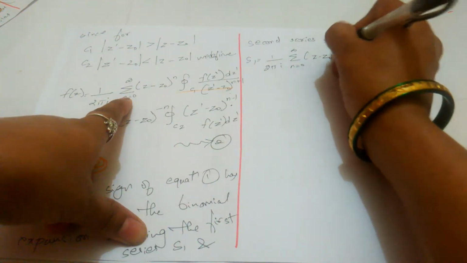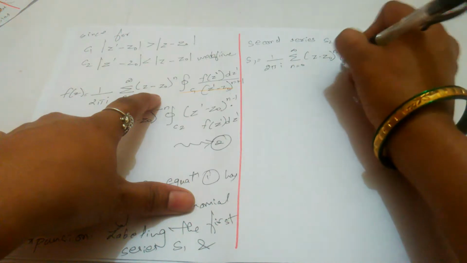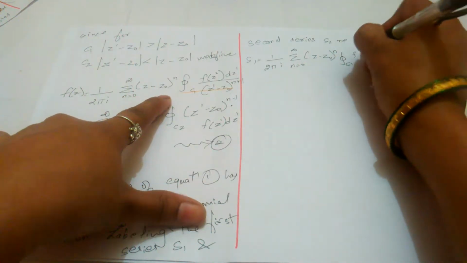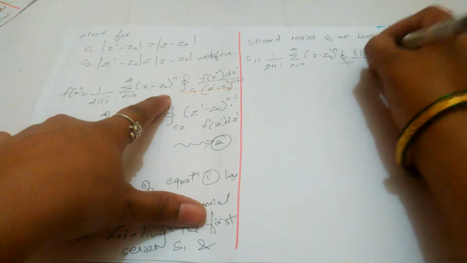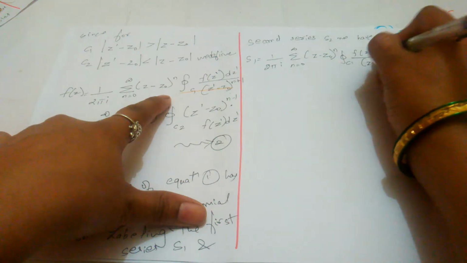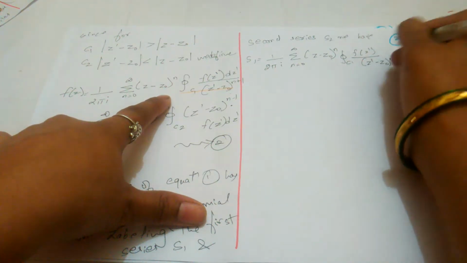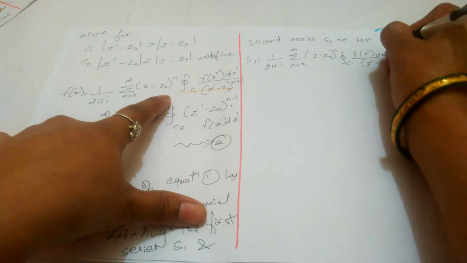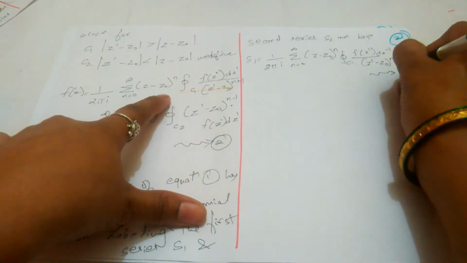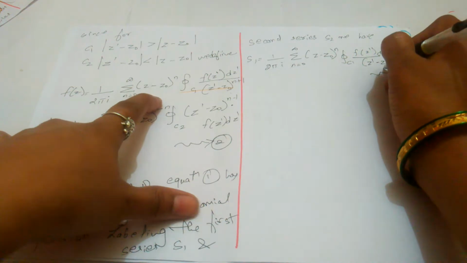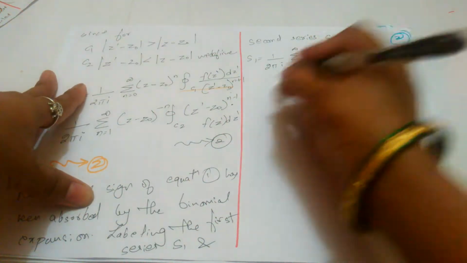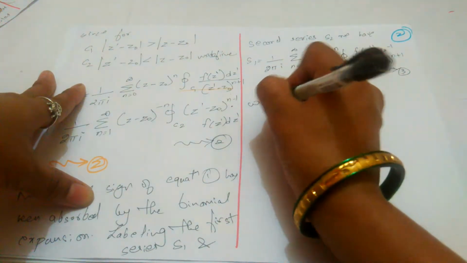(z minus z naught) to the n, closed integral over C1 of f of z dash divided by (z dash minus z naught) to the n plus 1 into dz dash. Let me mark this as equation number 3. Now we will write for S2.